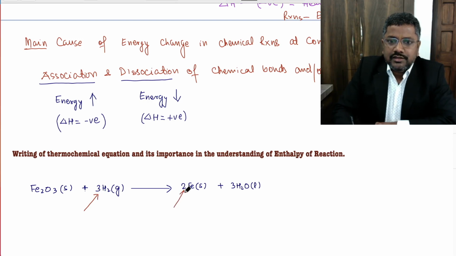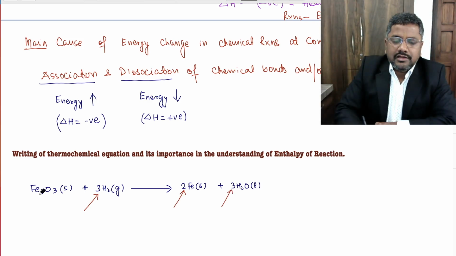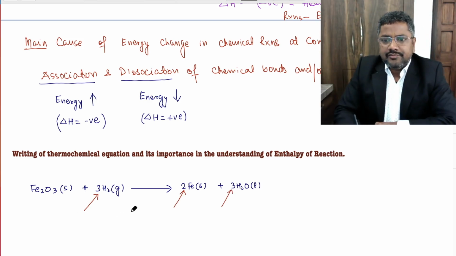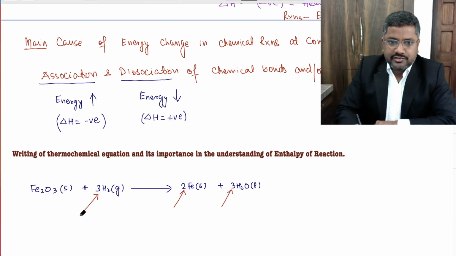Now, what is the meaning of this 3 here, this 2 here, this 3 here, and 1 here? They basically represent moles. These stoichiometric coefficients represent moles, right? Not molecules. Never say this is molecules, right?